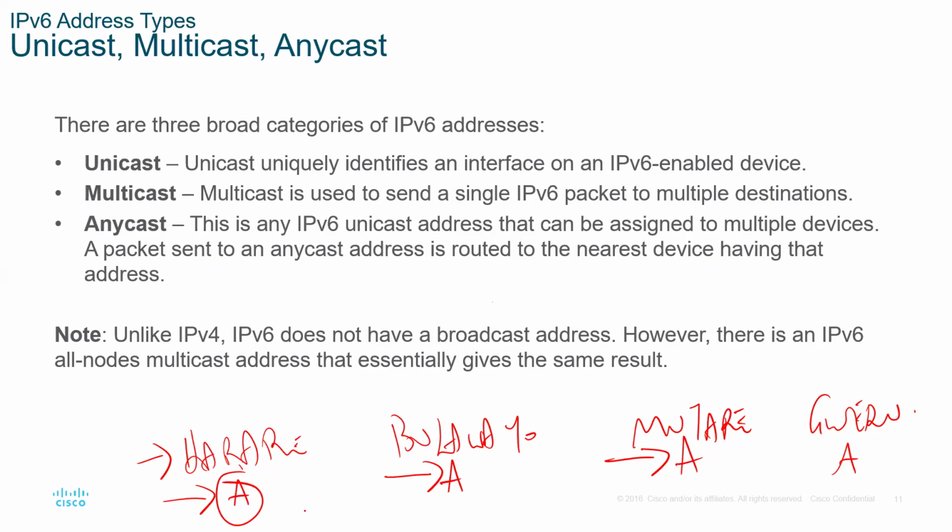Okay, so we're discussing anycast addresses, and basically an anycast address is an IP address which is assigned to multiple devices. That one IPv6 address is assigned to multiple devices, and a packet sent to any of those addresses is routed to the nearest device having that address.